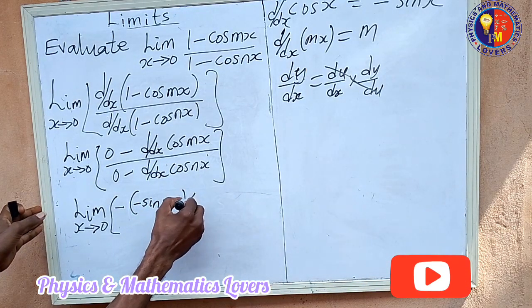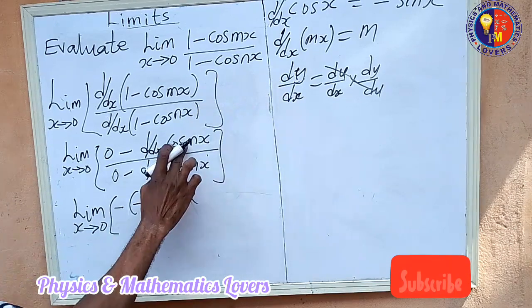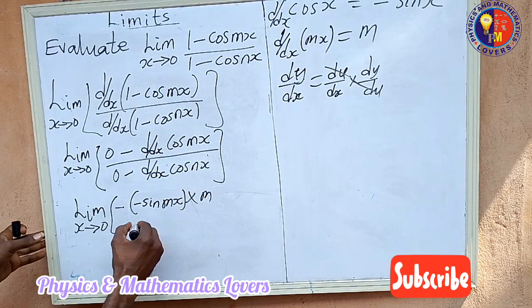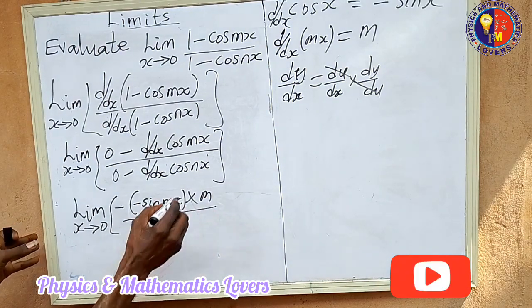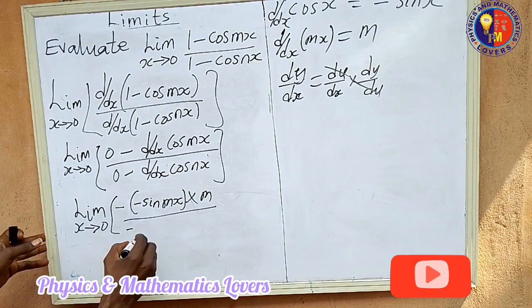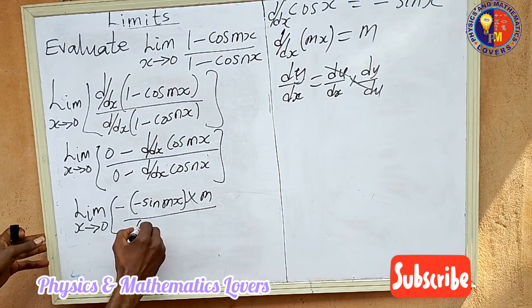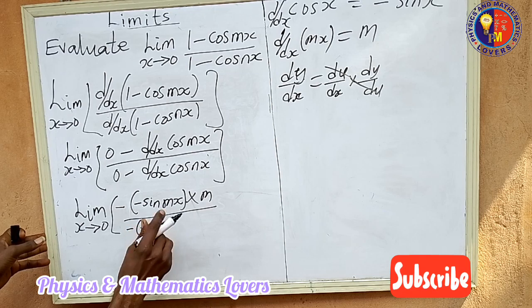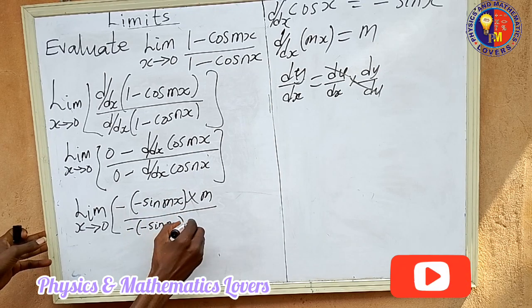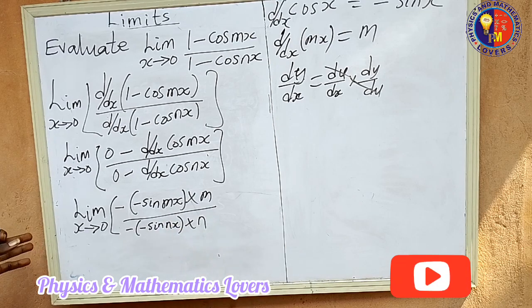Then times, remember we are going to differentiate ms again, which is what? M, to give what? M. Then all over, the same thing that happens here, we also differentiated. This 0 is gone. We have a minus sign here also. We have a minus sign, ns, nx, then times n. So that is what happens there.